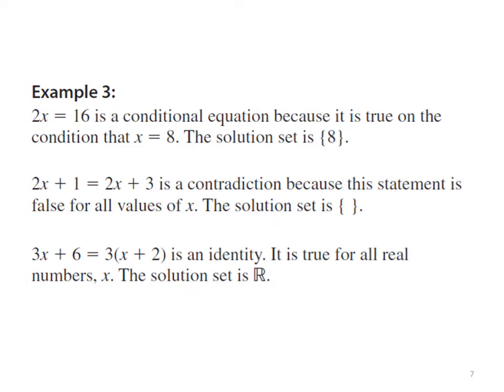An example of a contradiction is 2x plus 1 equals 2x plus 3. This is a contradiction because this statement is false for all values of x. This equation has no solution. The solution set is empty. An example of an identity is the equation 3x plus 6 equals 3, then brackets, 3 times x plus 2. This is an identity. It will be true for all real numbers.